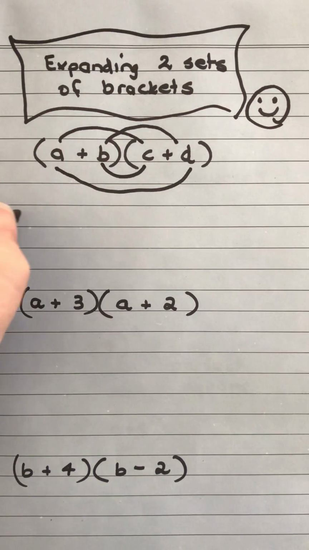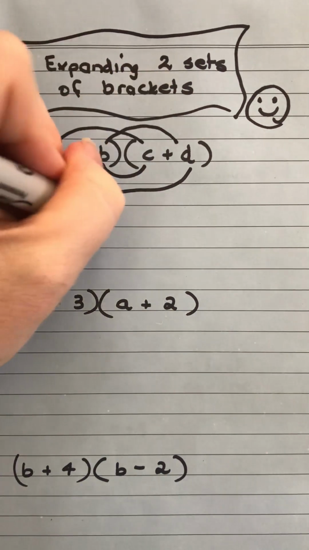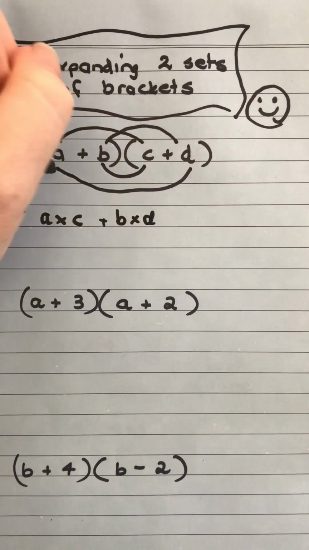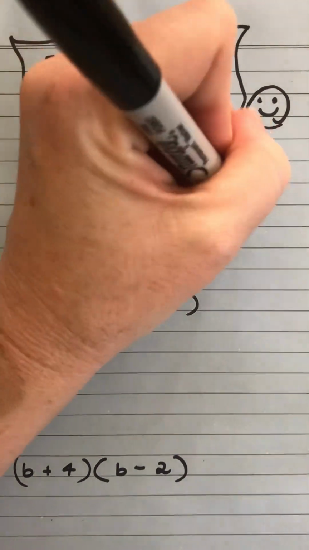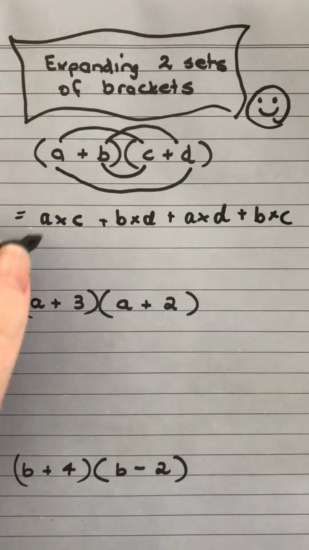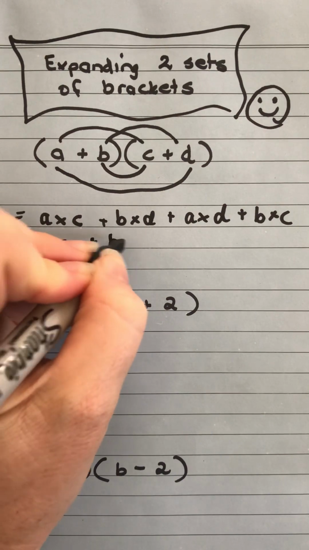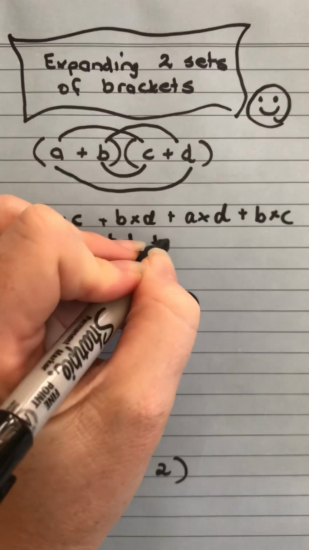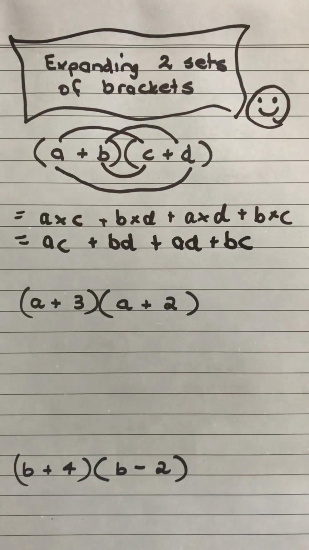So I start with my eyebrows, that's A times C. Then I do my other eyebrow, which is B times D. My smile is A times D. And my nose is B times C. So when I simplify that, A times C is AC, B times D is BD, A times D is AD, and B times C is BC.